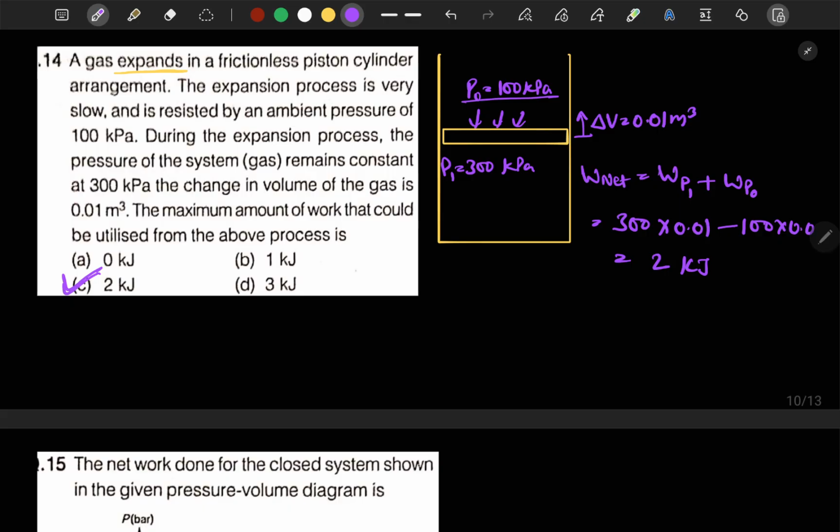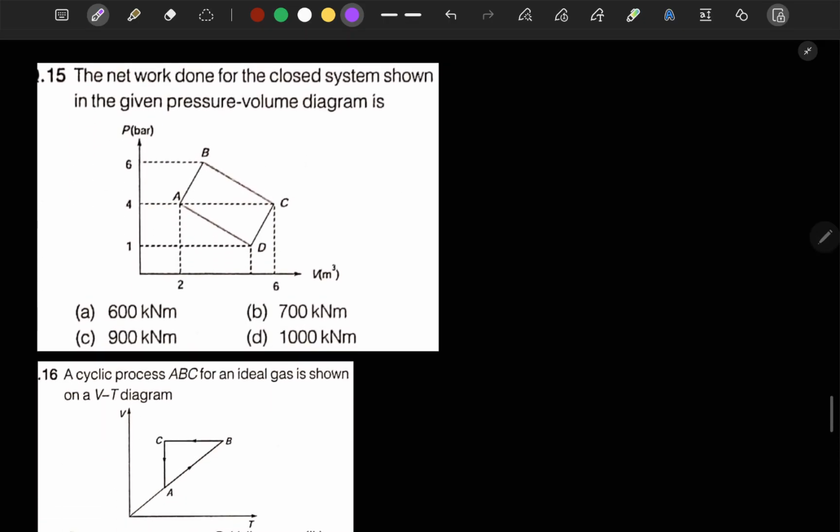Okay, so we will be moving to the next question, which is question number 15. The net work done for a closed system shown in the given pressure volume diagram is. Okay, so we have to calculate the net work done for this closed system. For a closed system, work done net is the area of the loop. Okay, so this area here will provide us with the net work done.